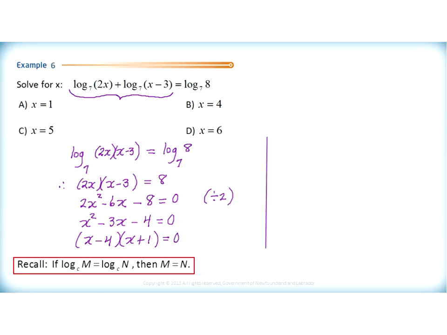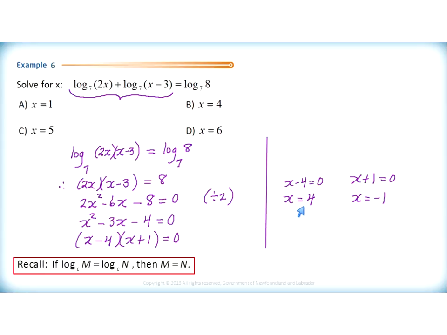We'll continue to finish that solution on the other side. So that x minus 4 is equal to 0 when x is equal to 4. As well, x plus 1 is equal to 0 where x is equal to negative 1. At this point, we need to check for extraneous roots.